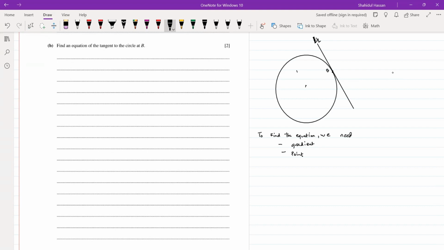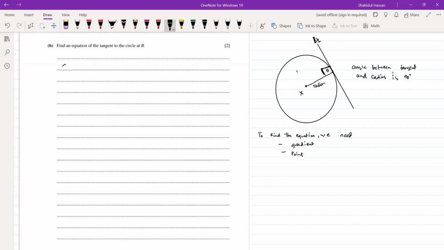To find the gradient, you need to recall something. Let's say this is our X, the center. If I draw a line from the center to point B, I get the radius. Recall that the angle between the tangent and the radius is 90 degrees. So the line we are talking about is perpendicular to the radius line.